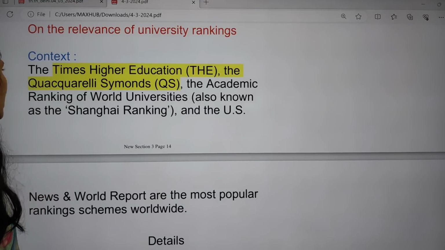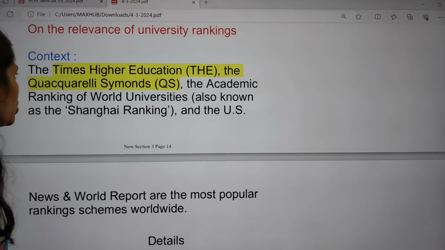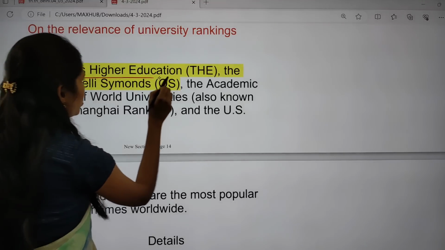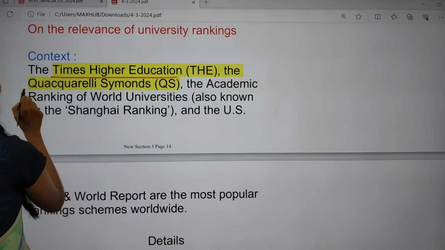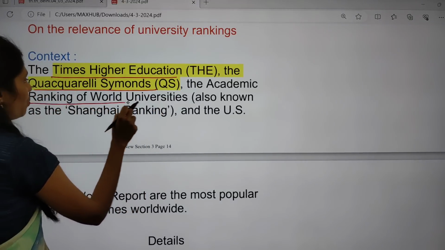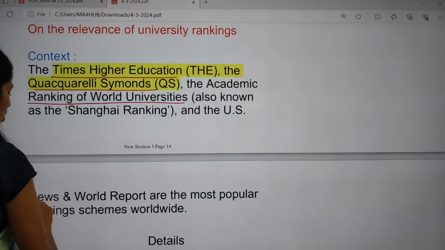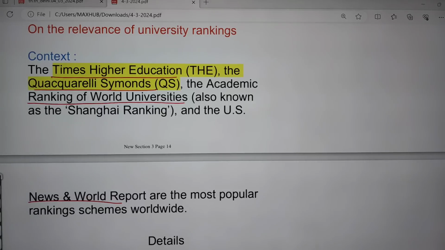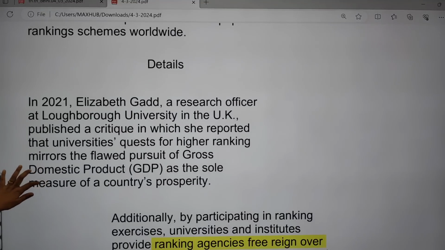Yes, now let us see, there are some important ranking agencies like Times Higher Education, Quacquarelli Symonds, the Academic Ranking of World Universities, and US News and World Report. Those are some of the most important ranking schemes present across the world.